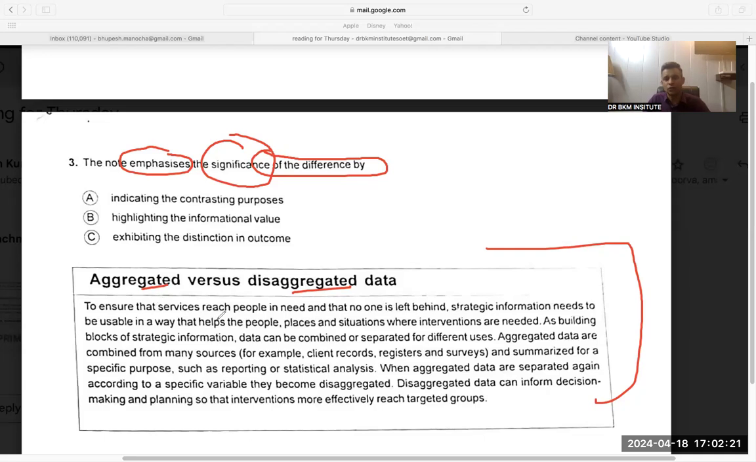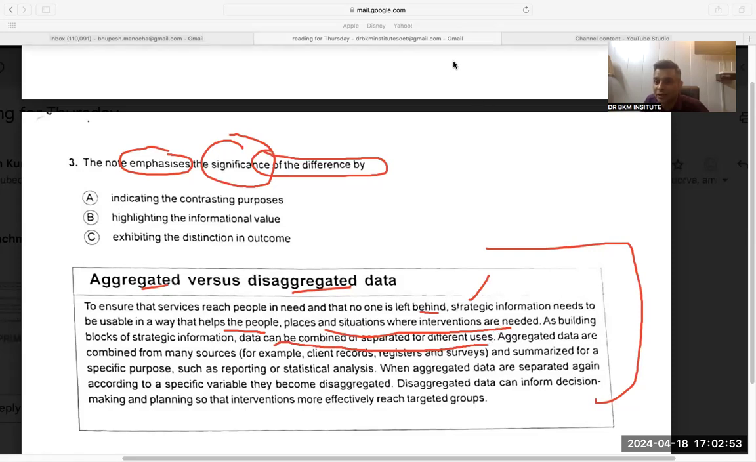To ensure that the services reach people in need and that nobody is left behind, strategic information needs to be usable in a way that helps the people, places, situations where the interventions are needed. So that the services can be provided in the right way, we need the right data. Otherwise, there is no benefit. As building blocks of strategic information, that means we need strategy so that our services reach everyone. So, as building blocks of strategic information, data can be combined or separated for different uses.